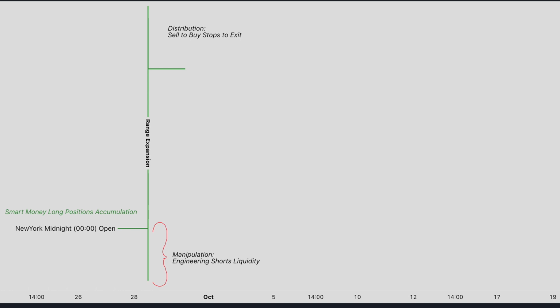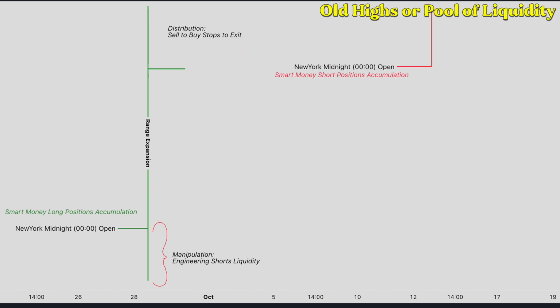Then they will dump their long positions by selling them to the pending buy stops where retail traders are chasing prices and buying at a premium price, thinking that it will go even higher, aka the breakout traders. It will be reversed for bearish candle formation.